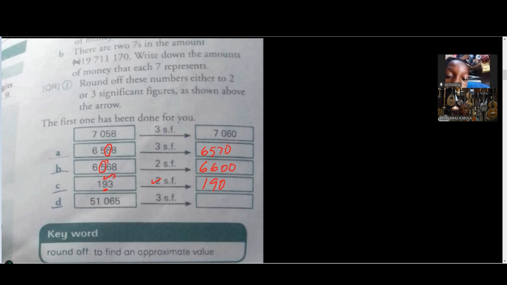Then 51,065. So we're changing it to 3SF, and this is the third significant. The other time I said zero is not significant, because if there's no number before it. But now there are two numbers ahead of it. Definitely, we're going to count that zero. So we stop on this zero, then it changes to one. Then we have 51,100. That is nearest 100.